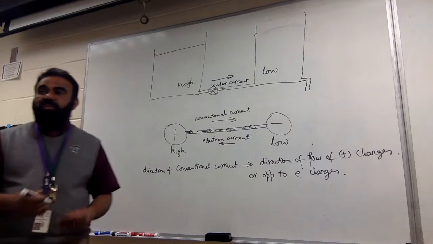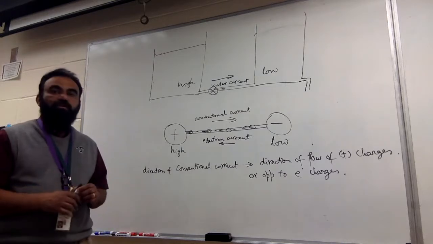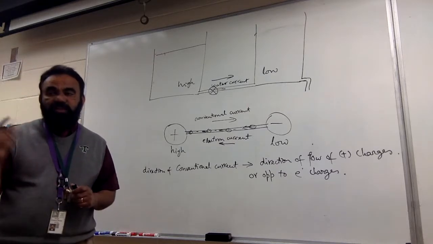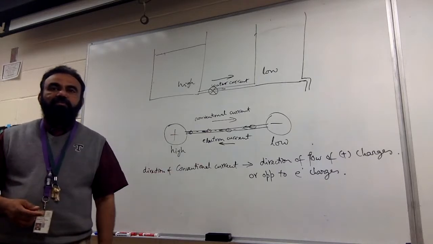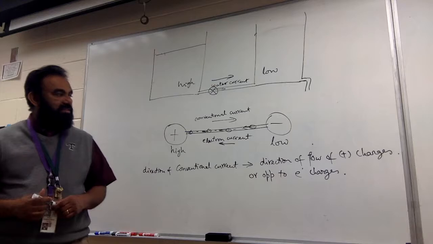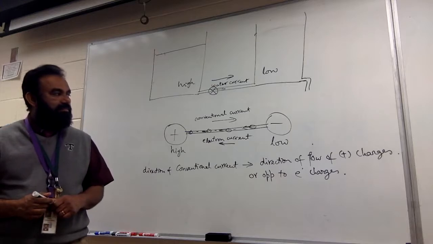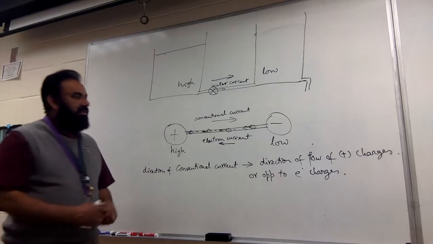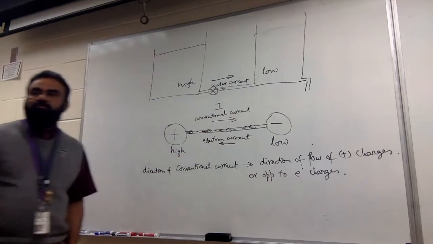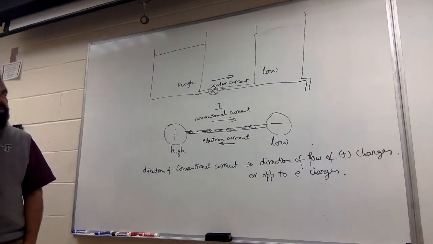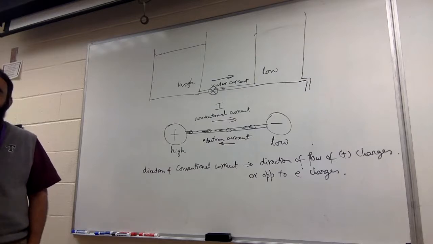So conventional direction of current is taken as the direction of flow of positive charges. So when you say current in electricity, this is what we talk about: the direction of flow of positive charges. The conventional current is symbolized by the letter I.